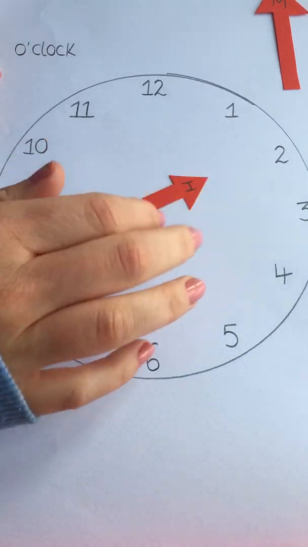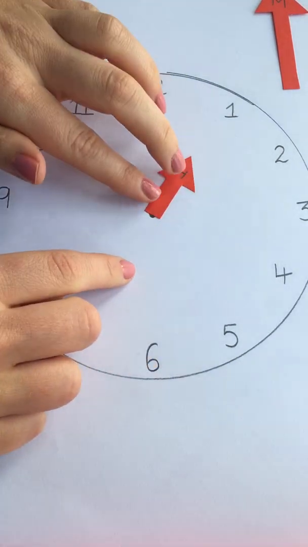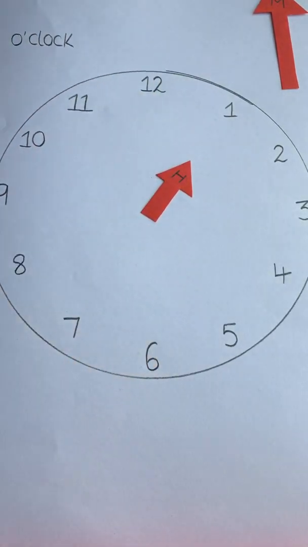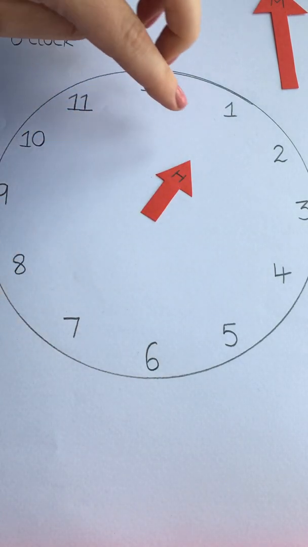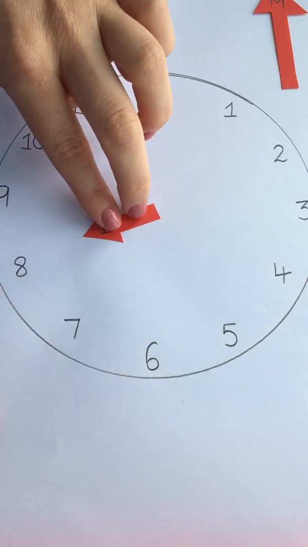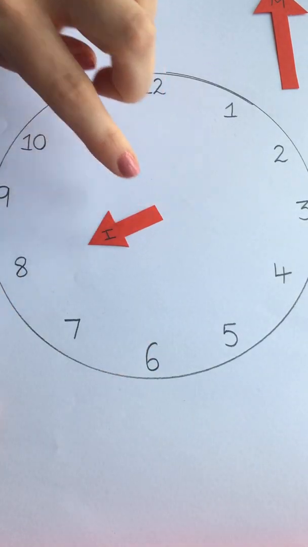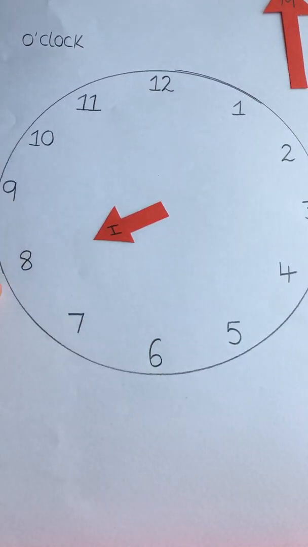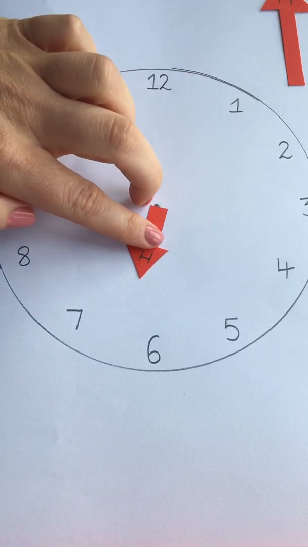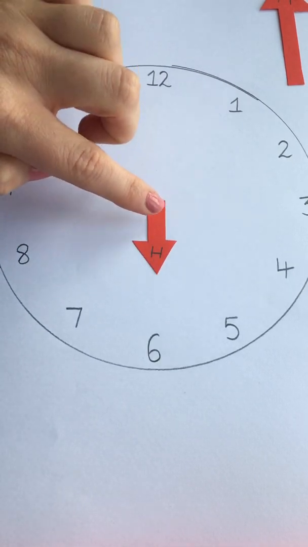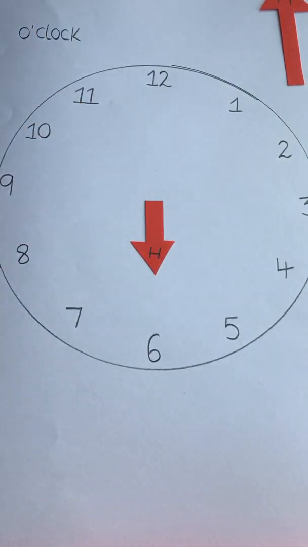If my hour hand was pointing here, what time could I say it is there? It is 1 o'clock. What about if I put my hour hand here? I would say it is 8 o'clock. Okay, let's go for here. What time is that? Well done, 6 o'clock.